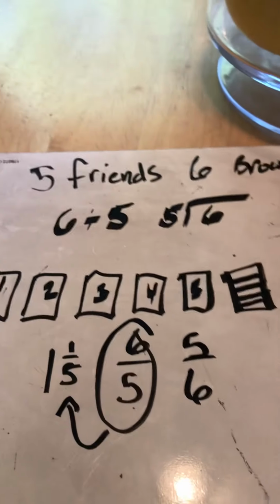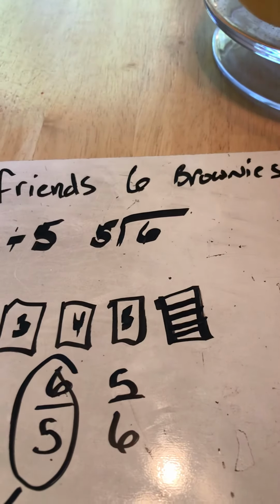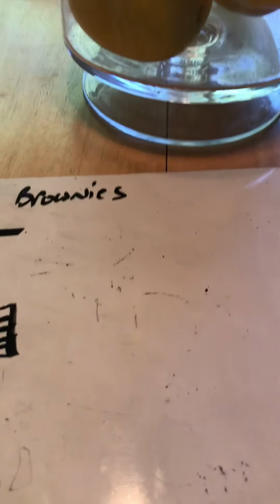So what we're going to do is jump to page 473. Let's go to 473, and we're going to do some problems on 473. So get your book out. And let's get started. Number 1, 4 people equally shared 5 brownies. How much of a brownie does each person get?